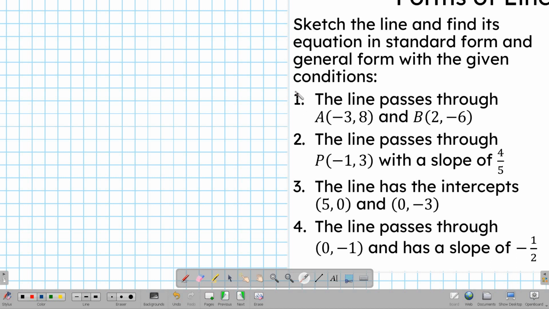So, dun sa previous video, ang sinagutan natin ay yung number 1. We saw how we were able to sketch the line. First, give the equation and then sketch the line. So, now let's go to number 2.